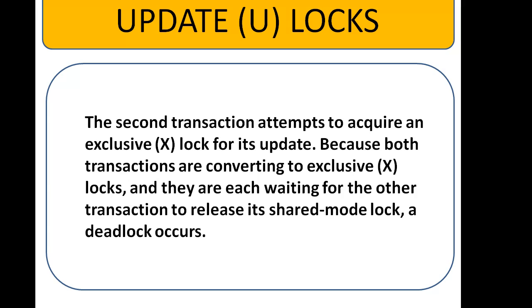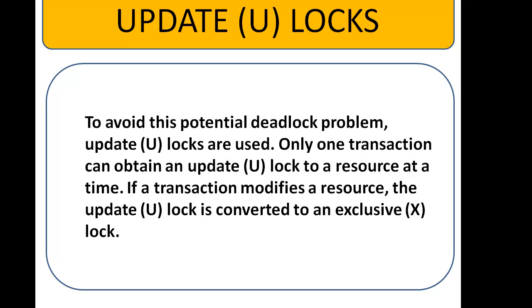The second transaction attempts to acquire an exclusive lock for its update. Because both transactions are converting to exclusive locks and each is waiting for the other transaction to release its shared mode lock, this is the reason a deadlock occurs. To avoid this potential deadlock problem, update locks are used. Only one transaction can hold an update lock on a resource at a time. If a transaction modifies a resource, the update lock is converted to an exclusive lock.